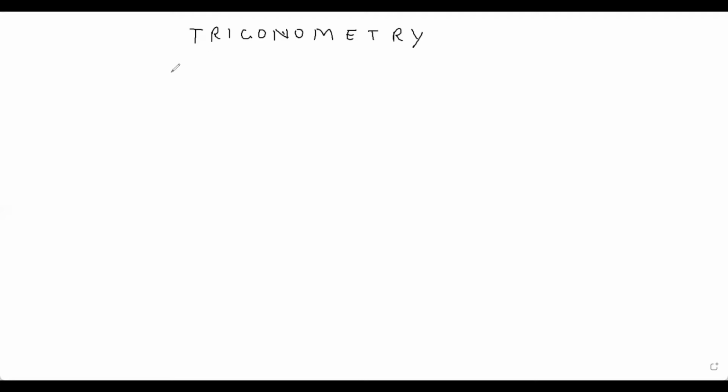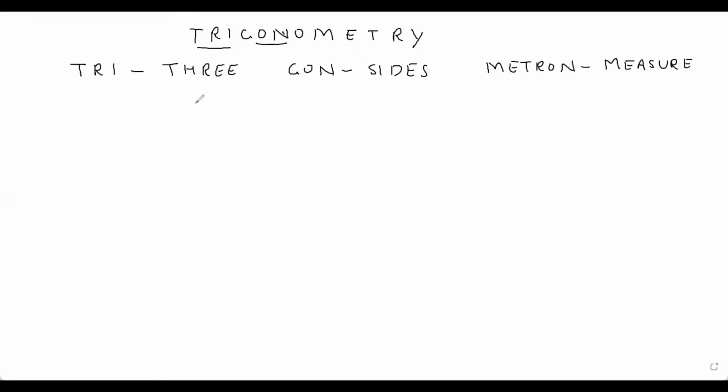Trigonometry is derived from the Greek word tri. It means 3. Gon means sides. Metron means measures. A triangle has 3 sides. So trigonometry is the study of relationships between the sides and angles of a triangle.